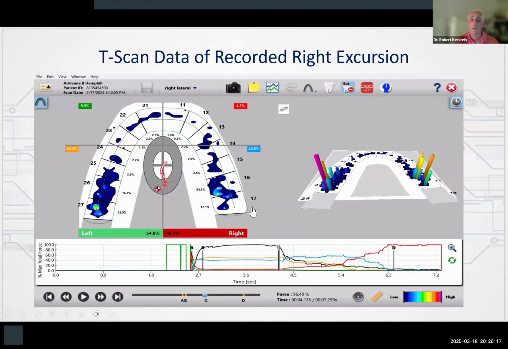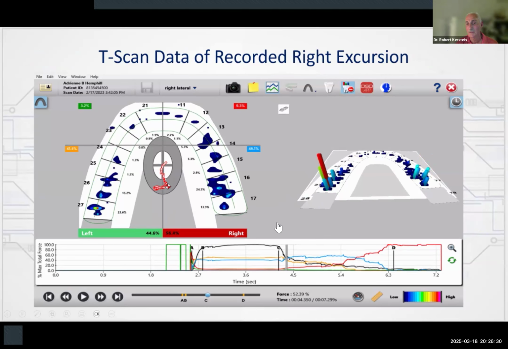Now, if we look at her excursion, now she's going to go to the right. Now, what you'll see is how the center of force struggles to reach the anterior teeth, but you'll also see something else. Watch what you can't see with your eye. Watch the columns chop up and down. That's friction.